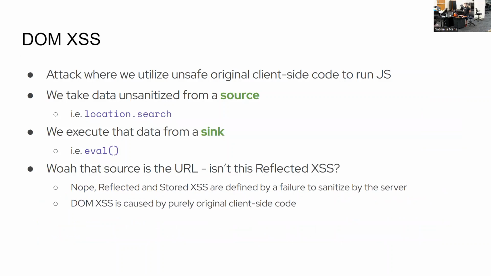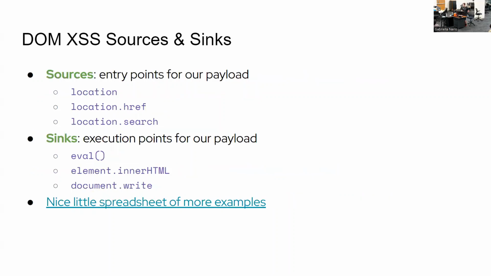So even though the source is in the URL, this isn't necessarily reflected cross-site scripting, because it's only the client-side code that's vulnerable. The server's response isn't actually changing. A source is an entry point for our payload. This is anything that is user input. So remember when I talked about user input before, this is anything that is user input for a client-side vulnerability, basically.